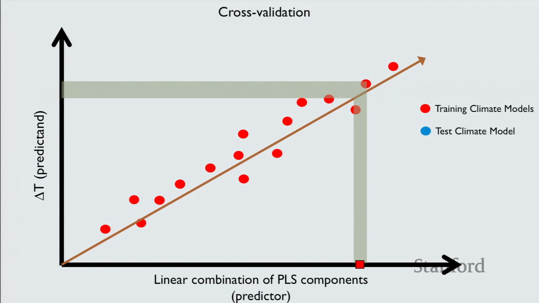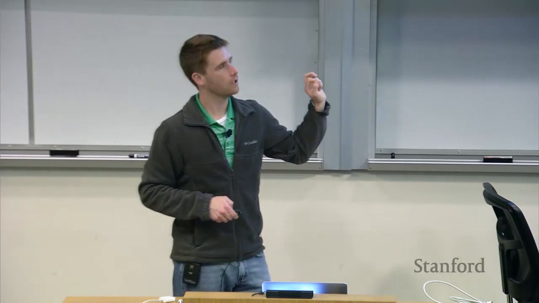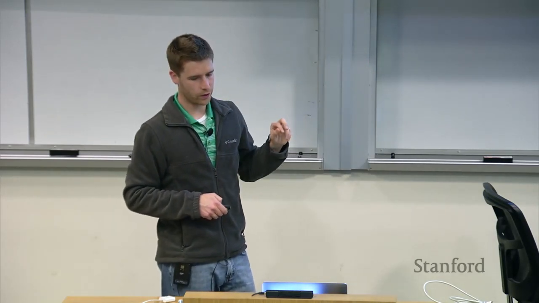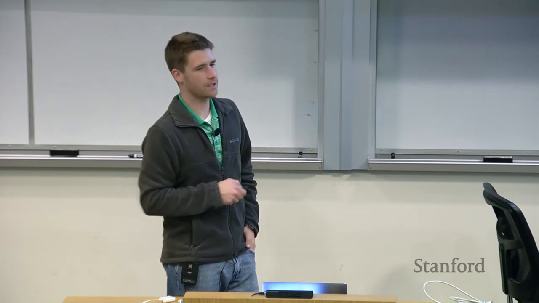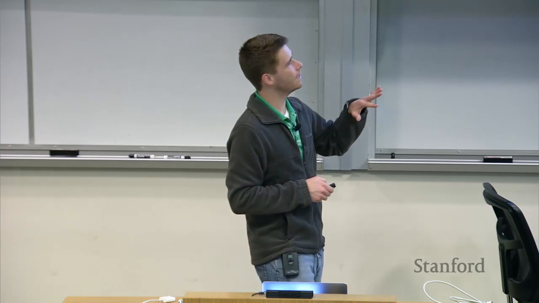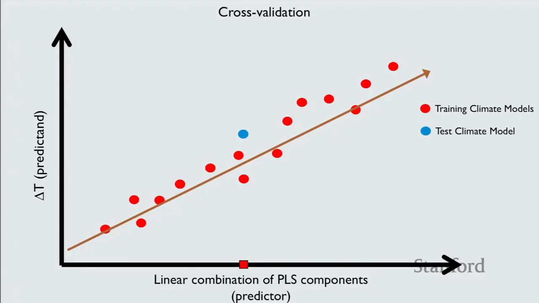But with leave-one-out cross-validation, what we're doing is we're taking each model in turn and we're saying, okay, this is the test model. We're going to pull this out of the procedure. We're going to do the PLS regression on the rest of the models. So that's going to change this actual statistical relationship. And then we're going to pretend like this test model is essentially observations. So we're going to say, okay, let's imagine that this test model is what observations are. And then let's make a prediction of our predictand based on what this test model says for its predictor.